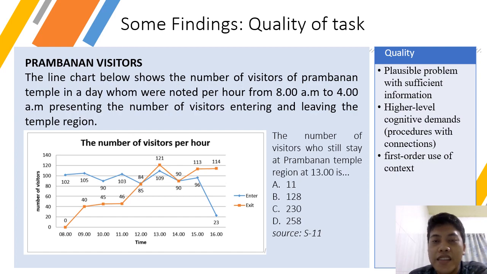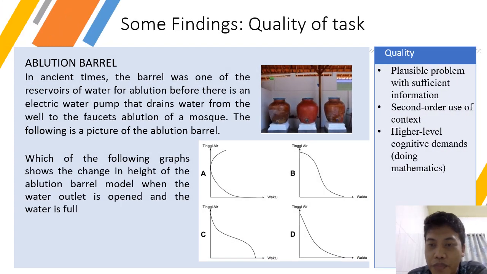And the other problem, for example, why is this problem included as second order use of context? Because if you want to interpret how the water within this barrel gets out, you need to make some assumptions about the height, or the rate, the velocity of the water, or the debit of the water of this problem. So you need to make some assumptions.